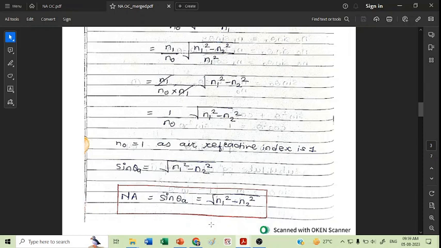Now this equation is mostly asked in the exam, and there are numericals asked in the exam, and this formula is applicable in the numericals. So finally we got the numerical aperture, that is sin theta a is equal to the square root of n1 square minus n2 square.